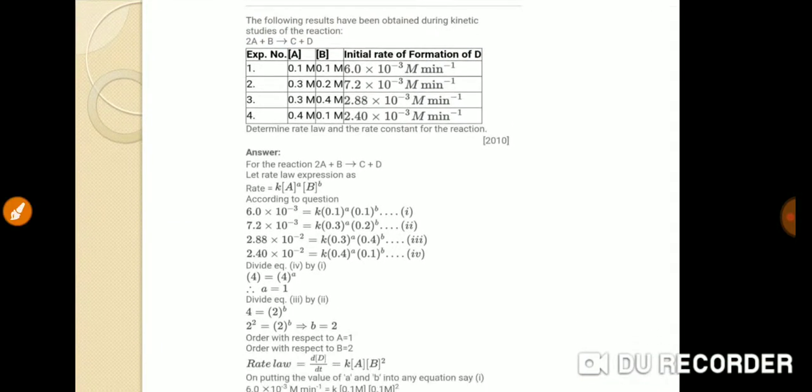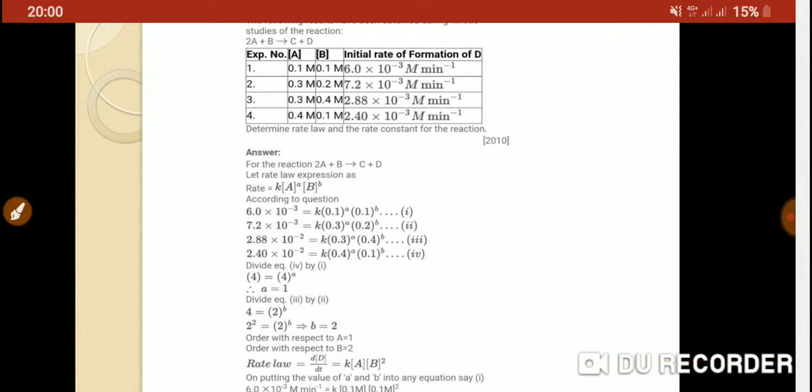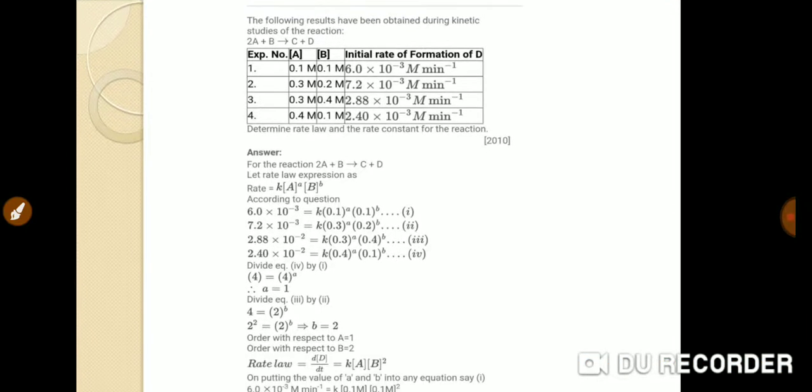Okay, the question is saying that the following results have been obtained during the kinetic studies of the reaction 2A plus B equal to C plus D. So similarly to the previous question, the table is also here. Experiments 1, 2, 3, 4. The active mass of A is given, the active mass of B is given, and the rate of the reaction is given.